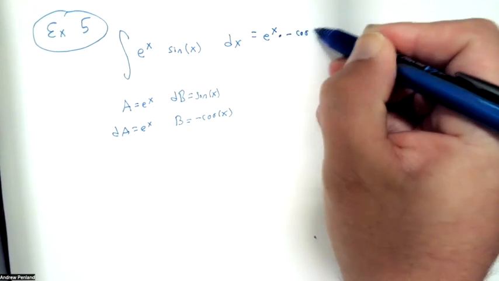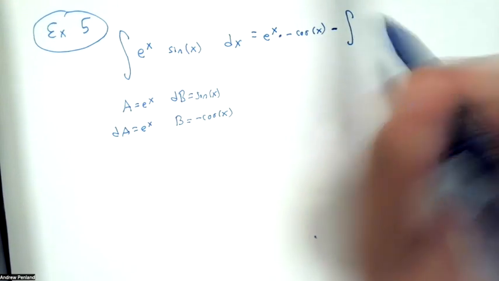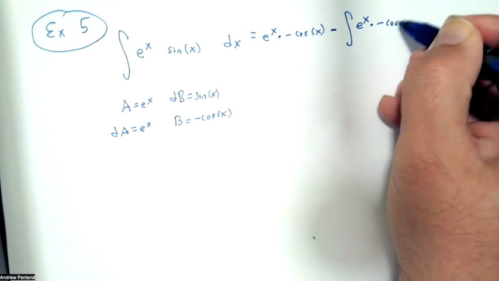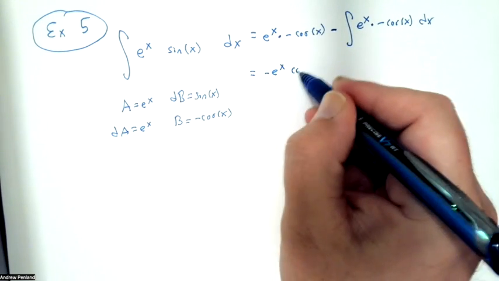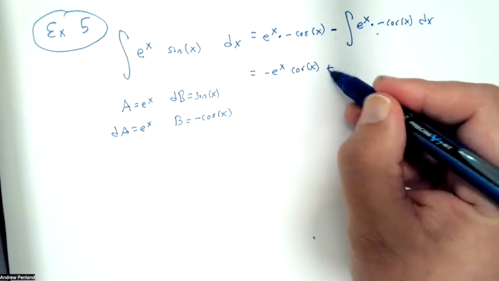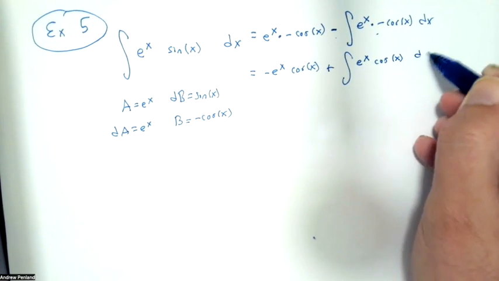So I'm going to take this and do my a times b, which will be e to the x times negative cosine of x, minus the integral of b dA. So again, this is e to the x times negative cosine of x, and so this is negative e to the x cosine of x minus, and I'm going to take this minus and make it be plus, the integral of e to the x cosine of x dx.